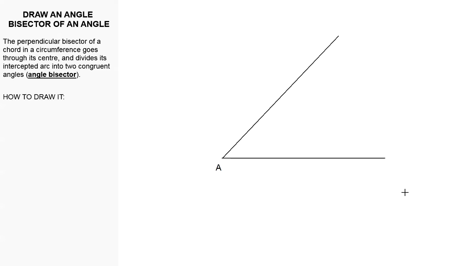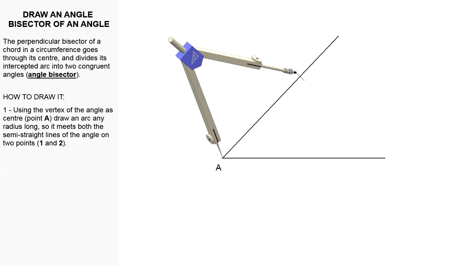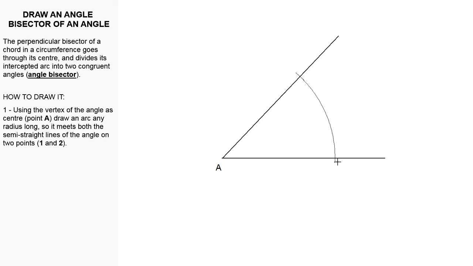If we want to find out the angle bisector of this angle, we have to establish that this is the angle determined by a chord of a circumference, and then find the perpendicular bisector of that chord. Using point A as center, we draw an arc any radius long so it meets the straight lines that form the angle at points 1 and 2.